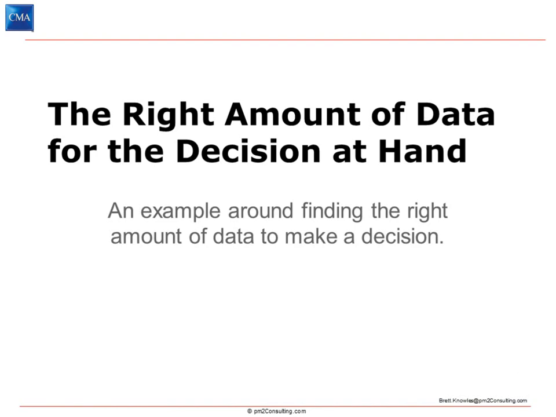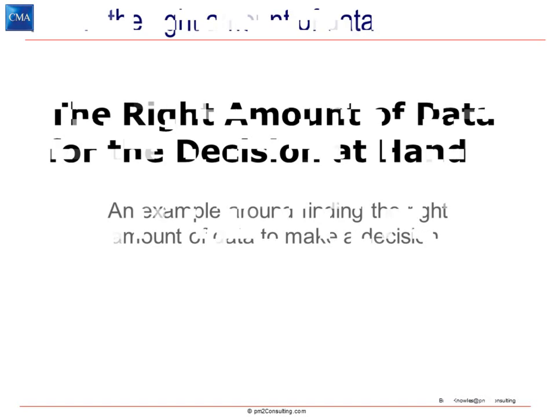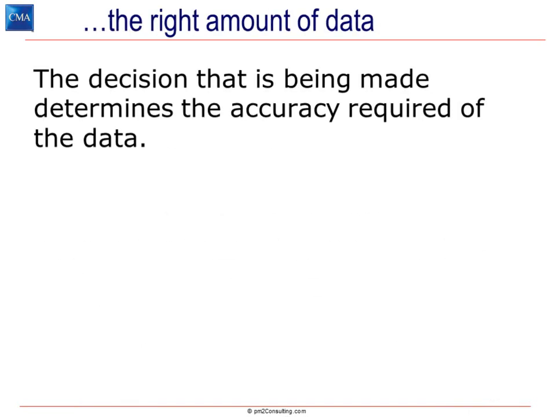Even after you choose the right metric for your scorecard, there's a second trick, which is about finding the right level of detail around that metric. So here's the thing about the right data. The issue is the decision that you're trying to make will determine the accuracy of data that you need.